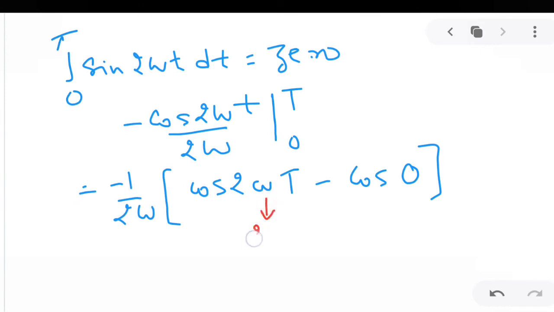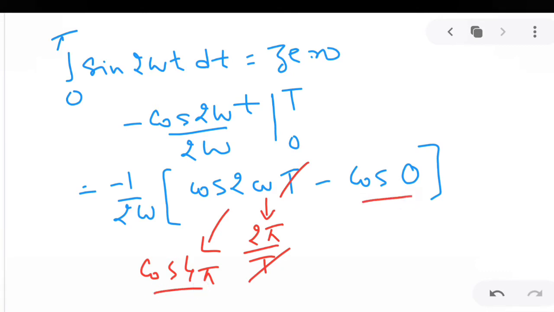Now this omega is 2 pi by T. So this T and this T get cancelled, so this becomes cos 4 pi. Now cos 4 pi minus cos 0. Cos 4 pi is 1, cos 0 is also 1. So 1 minus 1 is 0. 0 multiplied by this gives 0. Okay, so we have verified this.